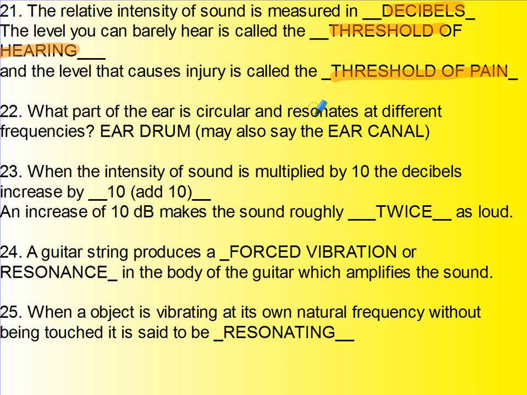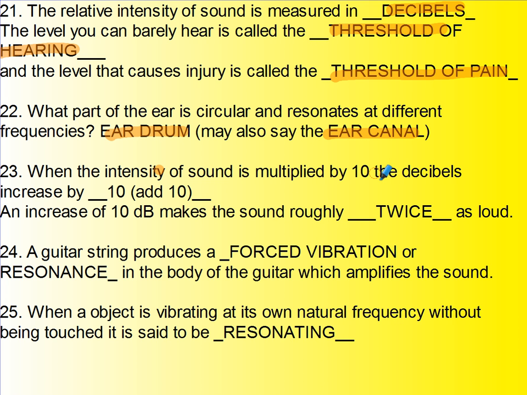What part of the ear is circular and resonates at different frequencies? We can use the eardrum. You can use the ear canal. I can see an argument for both. I'm not going to be that picky. The eardrum acts more like a tympanic membrane, much like a timpani drum. However, the ear canal does set up the resonant frequencies, so I'll take either one.